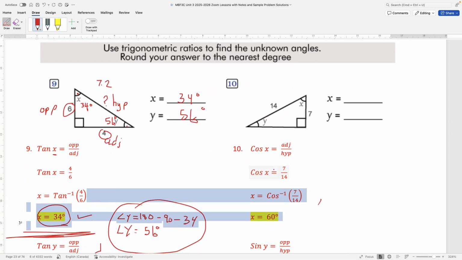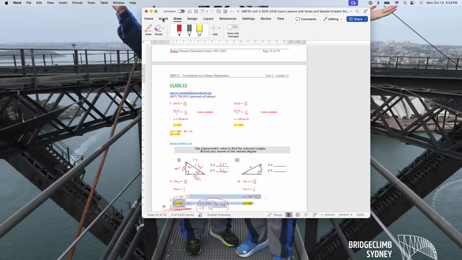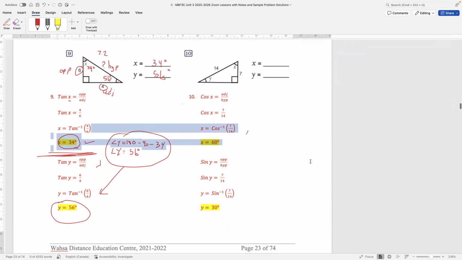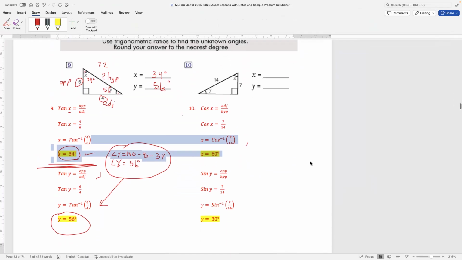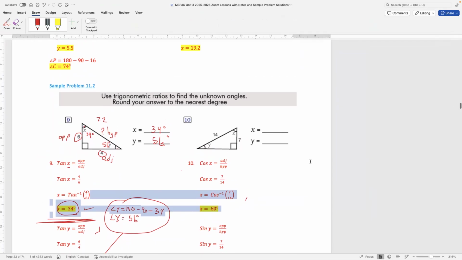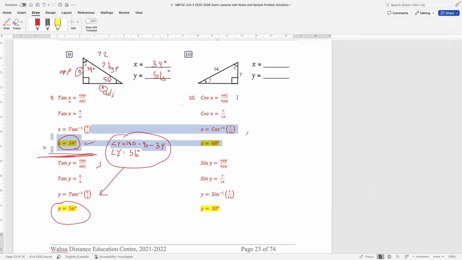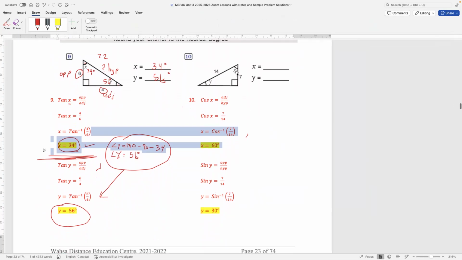So let's look at this one here. Okay, there we go. Making sure you're seeing what I'm seeing. We have to figure out which one of these we're going to solve for first, X or Y. I usually pick whichever one comes first in the alphabet, so X. So there's my reference angle, X. That's what I'm using for my reference angle.